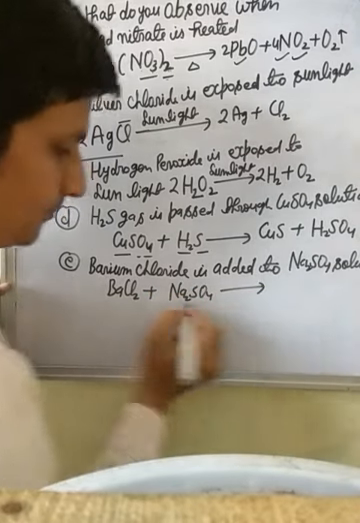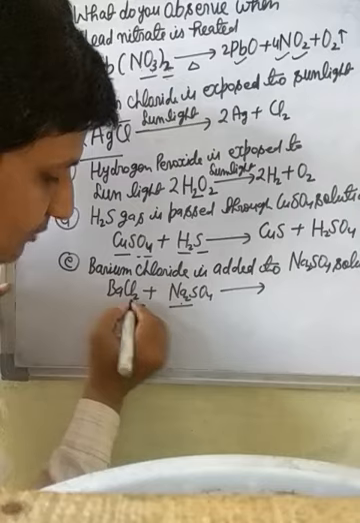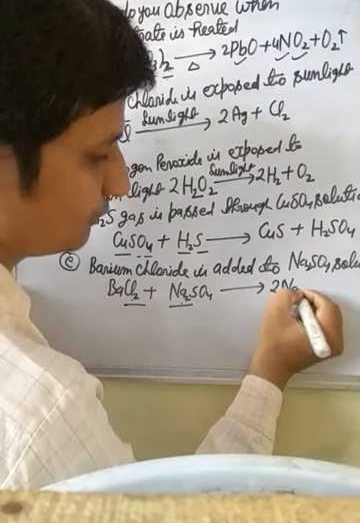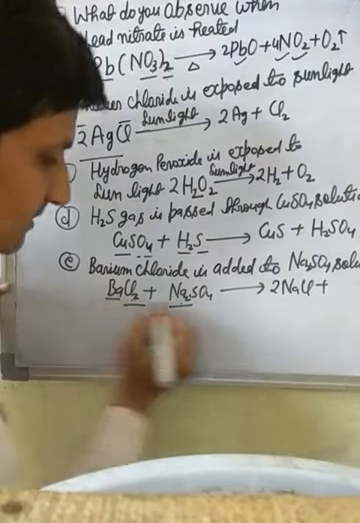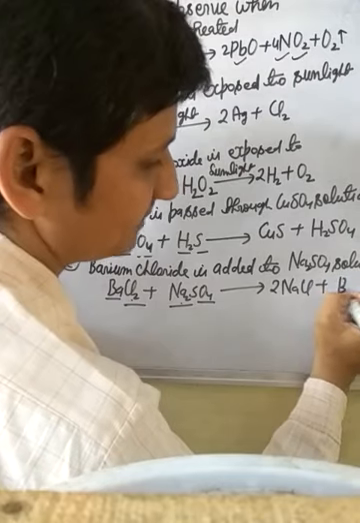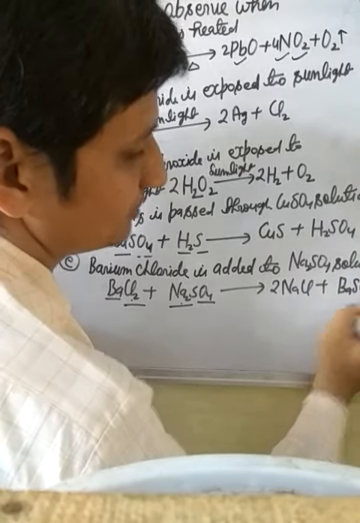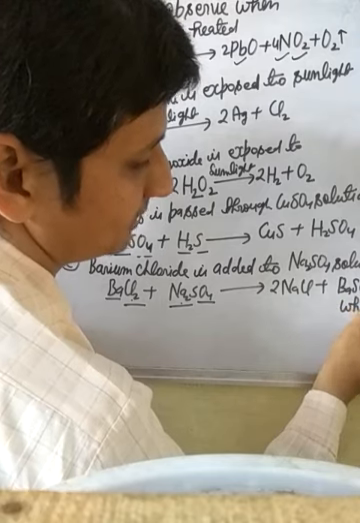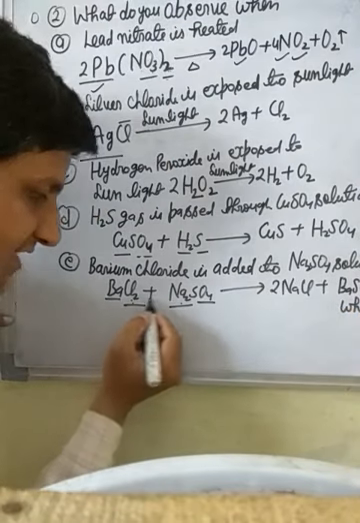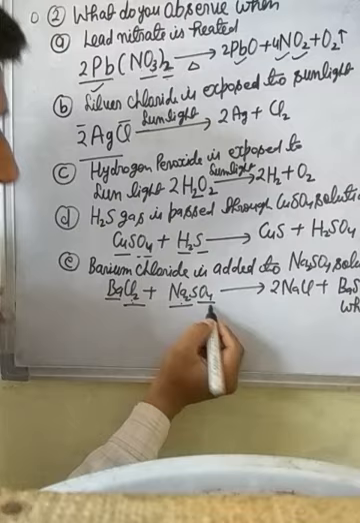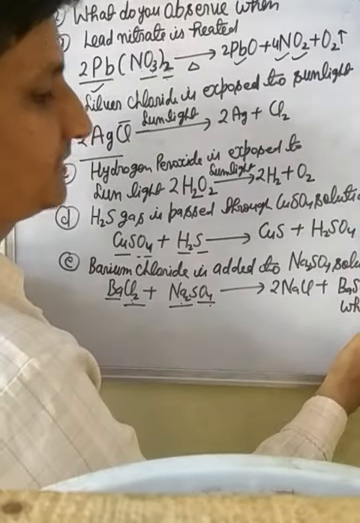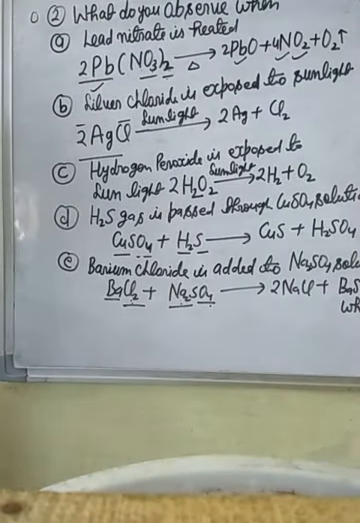We get 2NaCl, 2Na and 2Cl combined. 2NaCl is formed and barium reacts with sulfate to form white precipitate of barium sulfate. So in this reaction we observed that when barium chloride is added to sodium sulfate solution, white precipitate of barium sulfate is formed. Okay students, and after this next F part is water is added to quicklime.